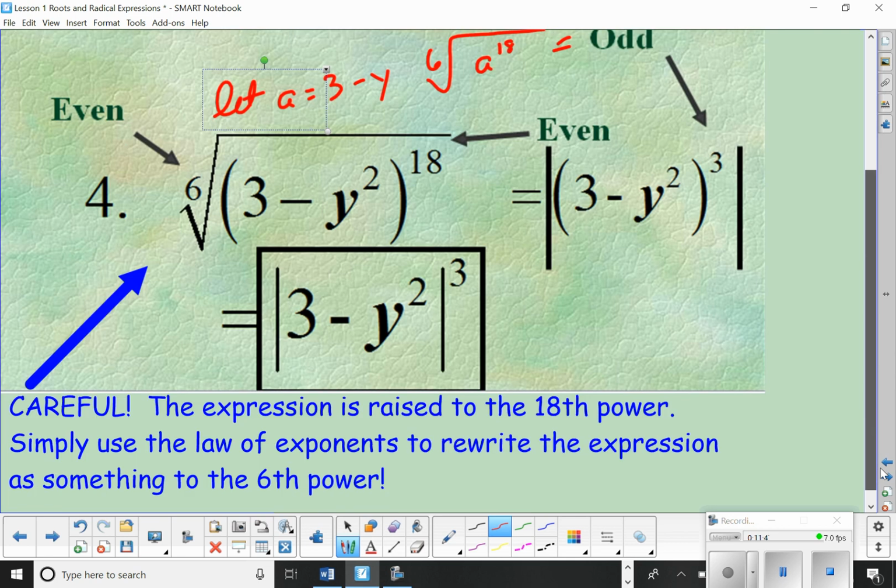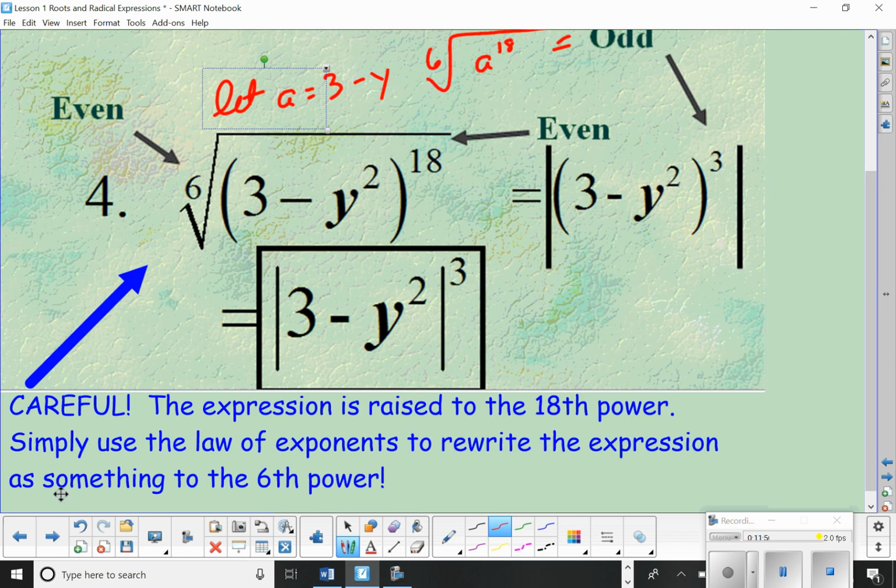Okay, simplify, use the law of exponents to rewrite the expression as something to the 6th power.